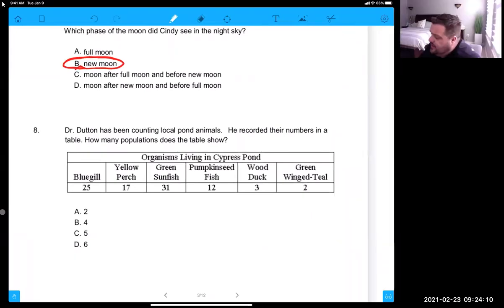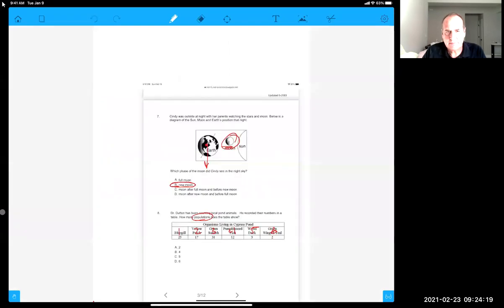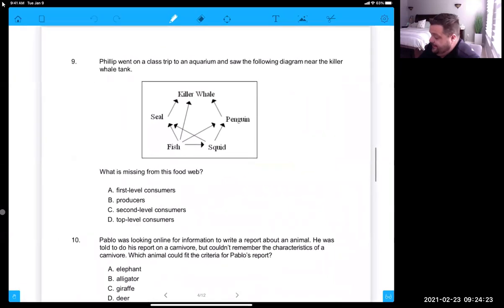Okay, number eight just wants you to know how many populations there are. Well, there's 1, 2, 3, 4, 5, 6. That's it. You've got to just pay attention to your chart. All right, let's keep going. Pause and do number nine.